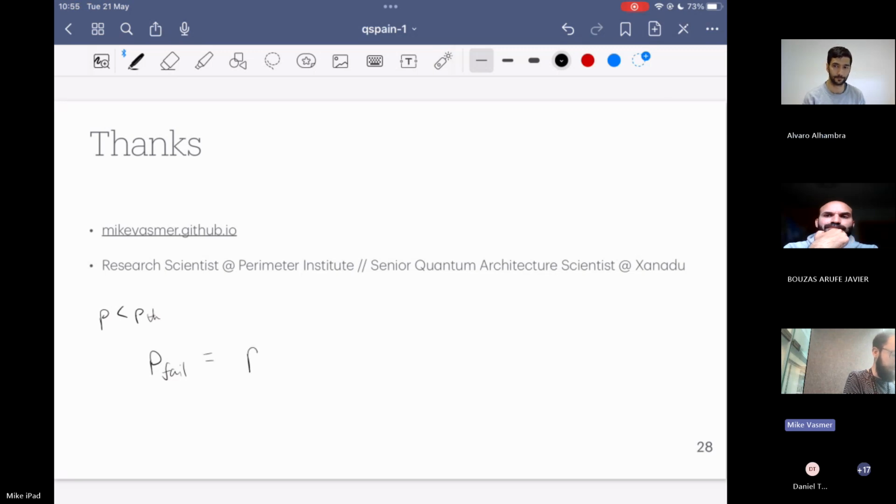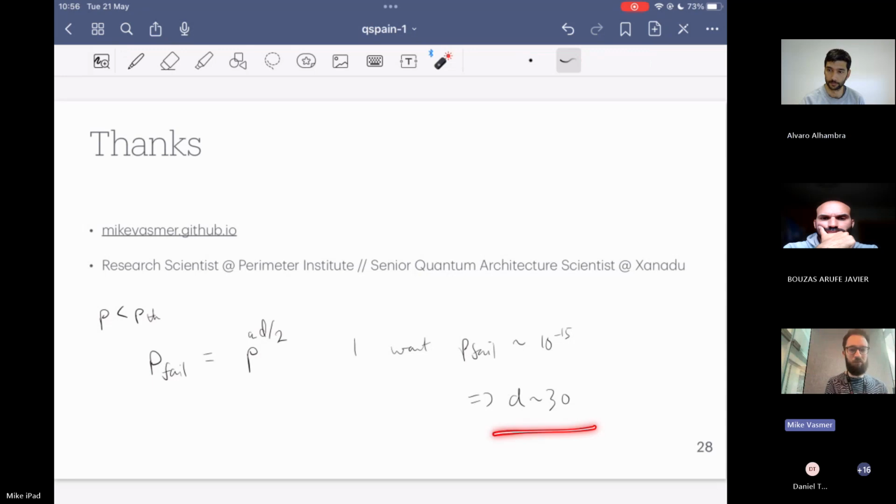Then the logical error rate goes like something like this: I have my physical error rate P raised to the power of code distance D over 2, and then I just say, okay, I want P fail to be 10 to the minus 15. There's probably a constant here or something. But then this implies that D is like 30, something like that. So this is where it's coming from. But depending on what you want this to be, you'll have a different value for this. Mm-hmm.